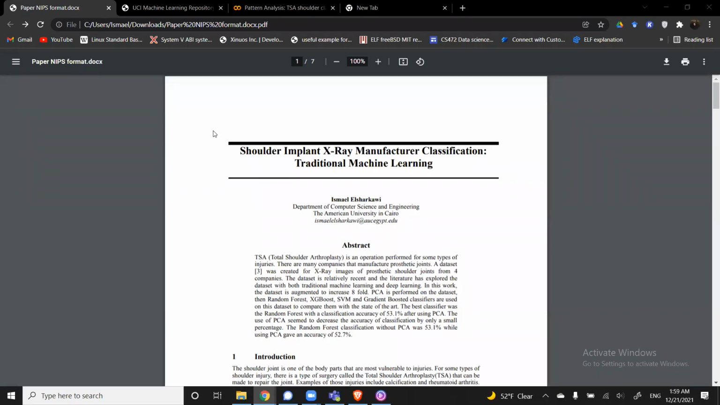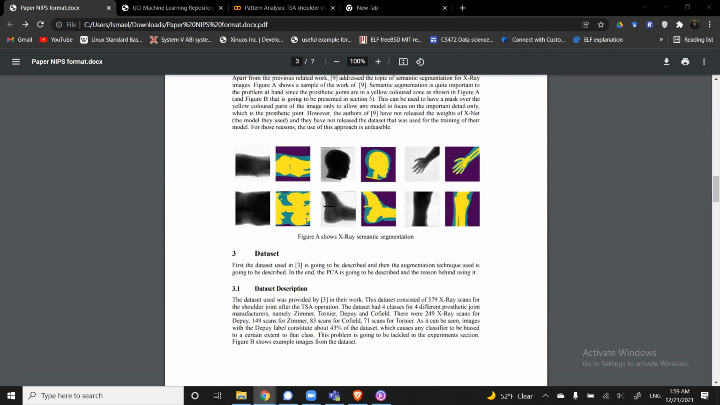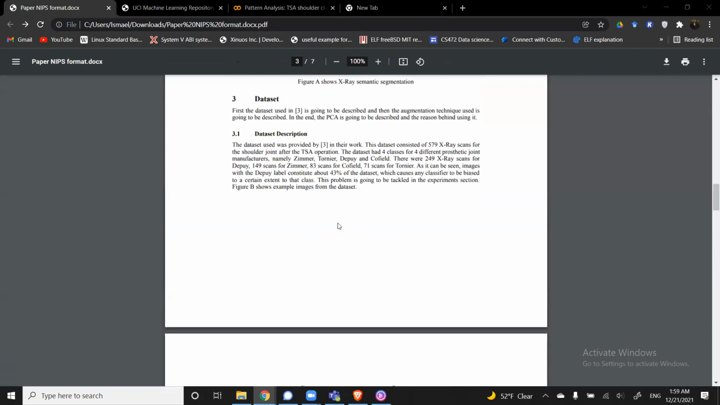Good morning. Today we'll be discussing the problem of shoulder implant X-ray manufacturer classification. So what is this problem? This problem is related to shoulder injuries, where some specific injuries require an operation where a prosthetic joint is installed in the place of the shoulder, such as, for example, the image shown here, where this iron frame represents a prosthetic joint.